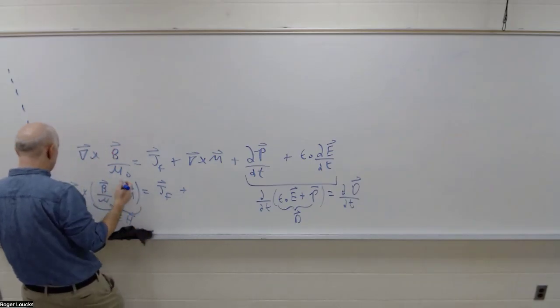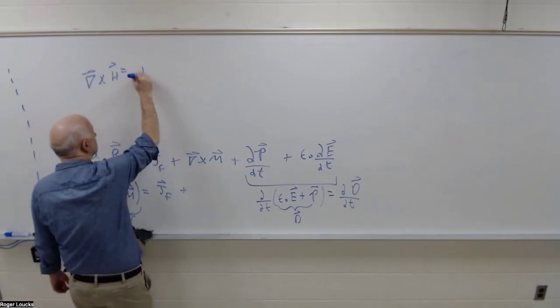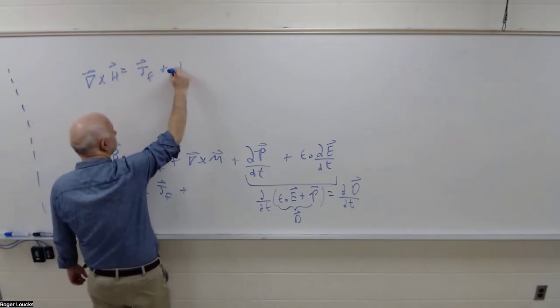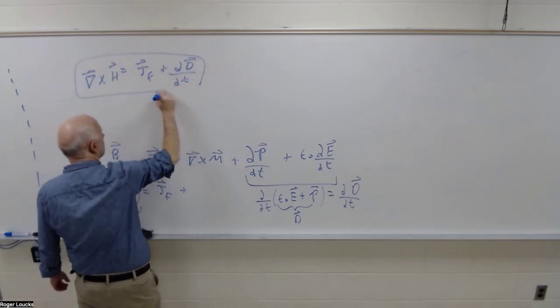And what do we have here? Then this makes up the curl of H equals J free plus partial D with respect to T. And this is Ampere's law in a dielectric.